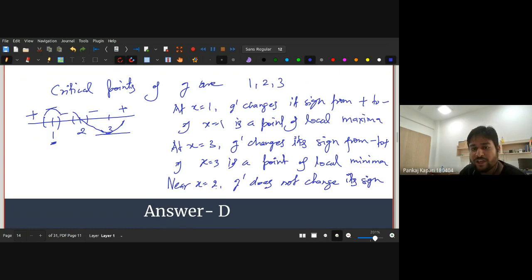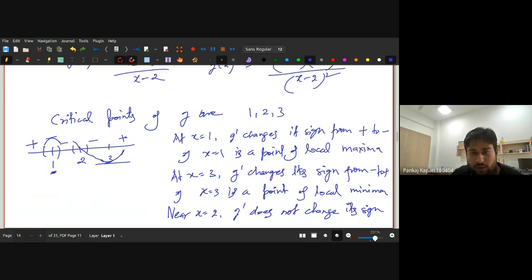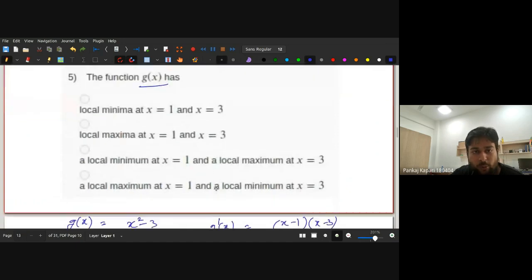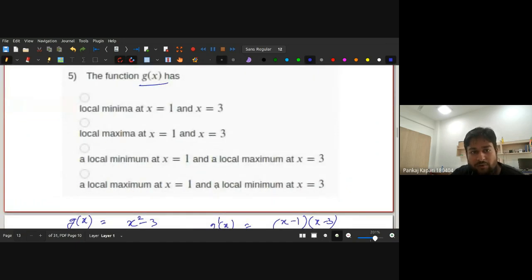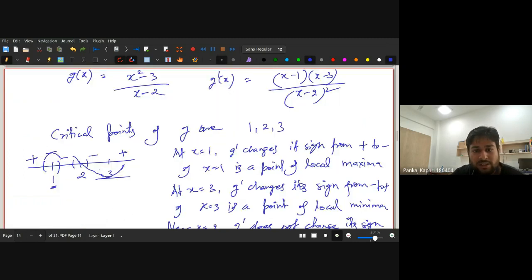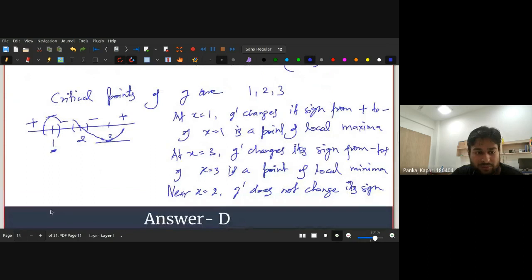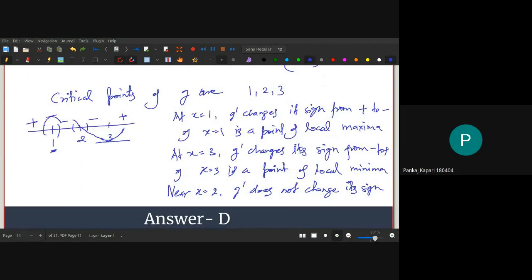Okay, so we cannot say anything about this. Okay, so this is the analysis of these critical points. So you have local maxima at x equal to 1 and local minima at x equal to 3. So the last option is correct here. So any questions?